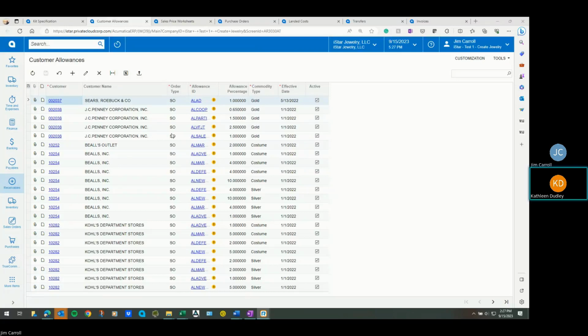So another thing to test is the customer allowances. In this case, Sears has got a 1% allowance. So as an example, if they buy $1 million, 1% of $1 million is $10,000, they would get a $10,000 allowance, which would be a credit memo that would be applied. So one of the things we want to vet on the stem to stern is to buy enough stuff so that the given customers realize their allowance.